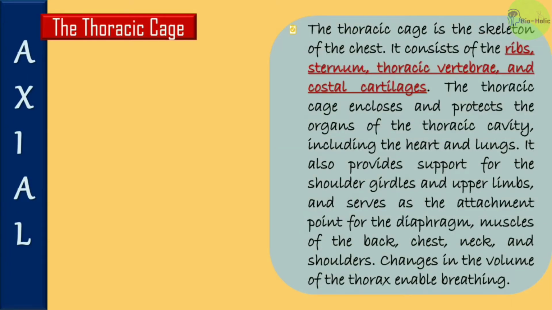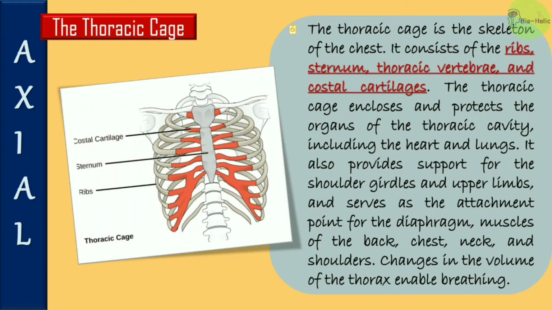The thoracic cage is the skeleton of the chest. It consists of the ribs, sternum, thoracic vertebrae, and costal cartilages. The thoracic cage encloses and protects the organs of the thoracic cavity, including the heart and lungs. It also provides support for the shoulder girdles and upper limbs and serves as the attachment point for the diaphragm and muscles of the back, chest, neck and shoulders. Changes in the volume of the thorax enable breathing.